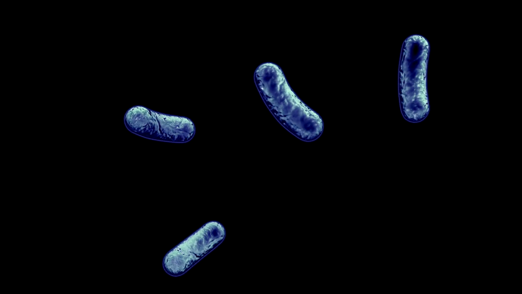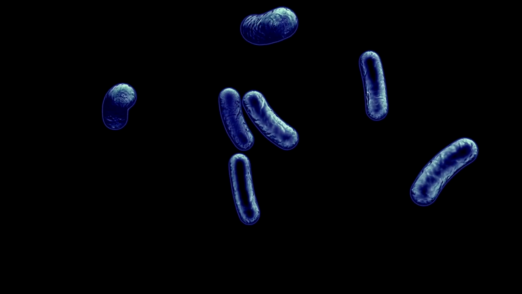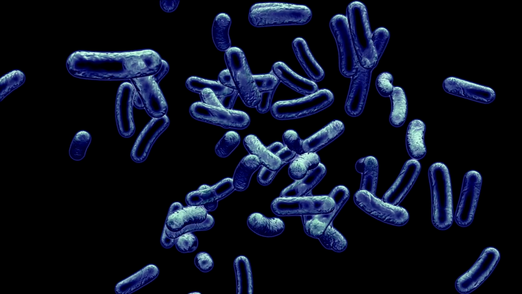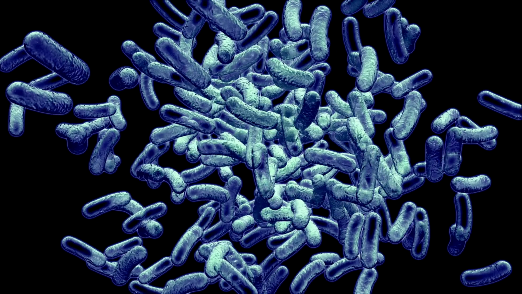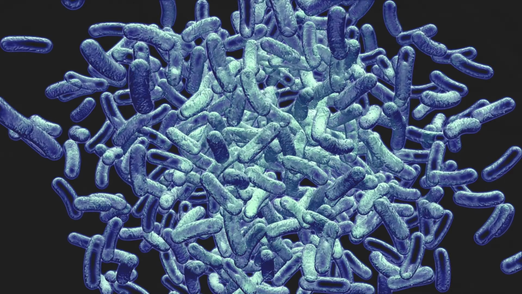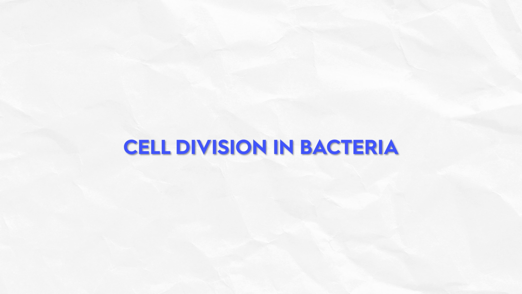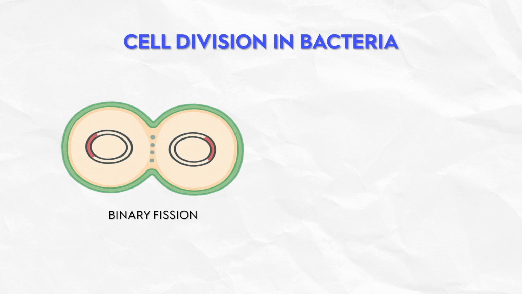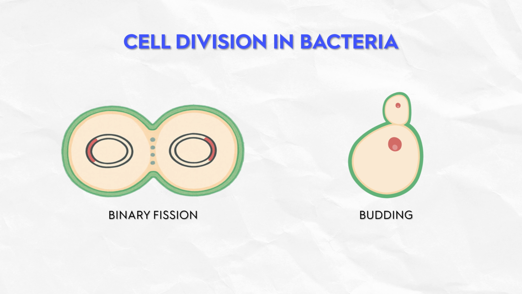How can one tiny bacterium multiply into millions in just a few hours? It's not magic, it's cell division, the simple but powerful process bacteria use to reproduce and build entire colonies. In this video, you'll learn how bacteria divide, how binary fission works step by step, and how some species reproduce through budding.